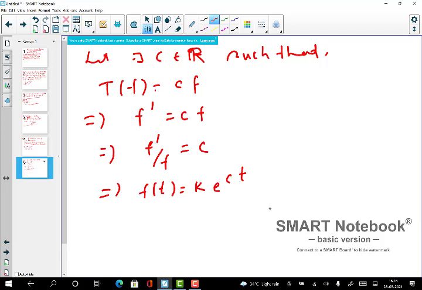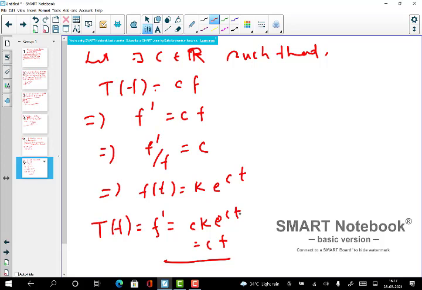Now you see that this function is obviously infinitely differentiable, an element of C-infinity. And not only that, f dash of t is c times k e power ct, which is c times f, so it satisfies the equation. That means for every real number c you choose, you have an eigenvector with respect to it, right?